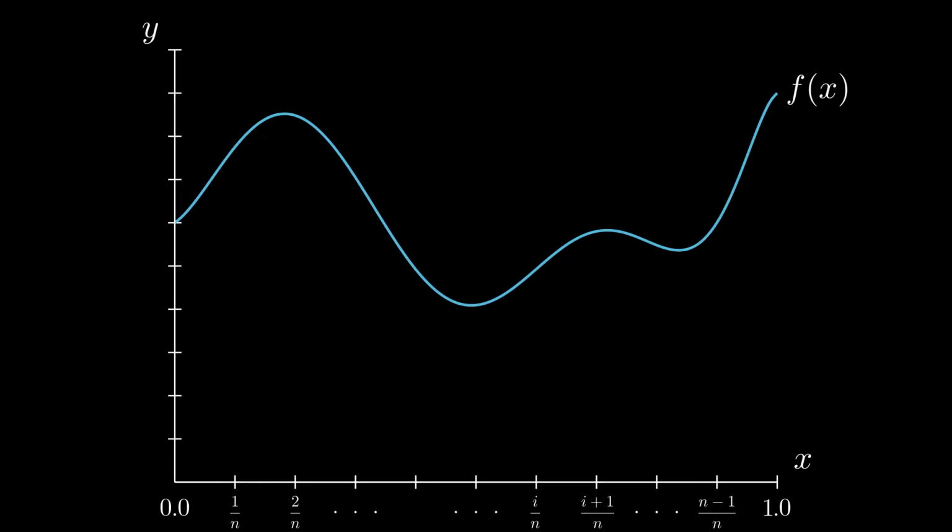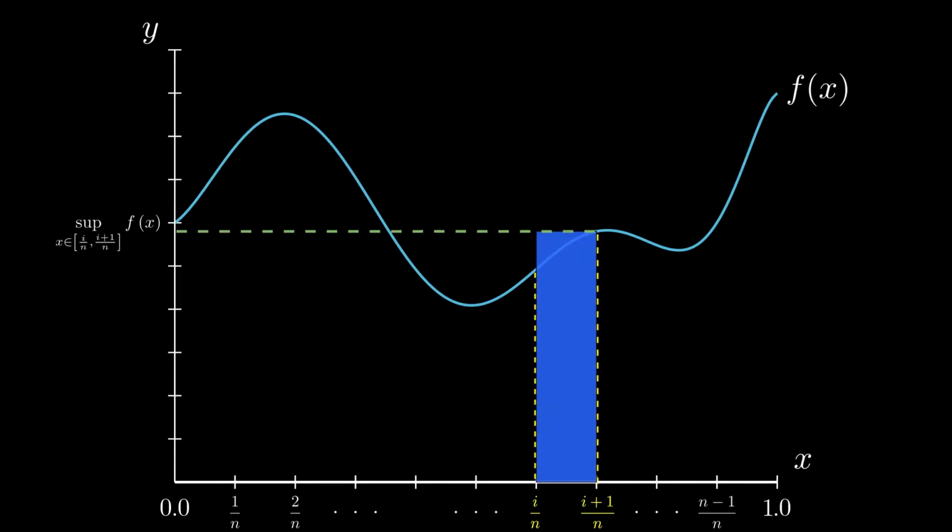If we can approximate the area below the curve in each one of these subintervals, then it would make sense that adding them all up approximates the area over the entire interval. Now, let's focus our attention on an arbitrary one of these subintervals, the one from i over n to i plus 1 over n. We know the area of a rectangle can be easily calculated, it's just base times height. So rectangles seem like a reasonable way to approximate the area for each subinterval.